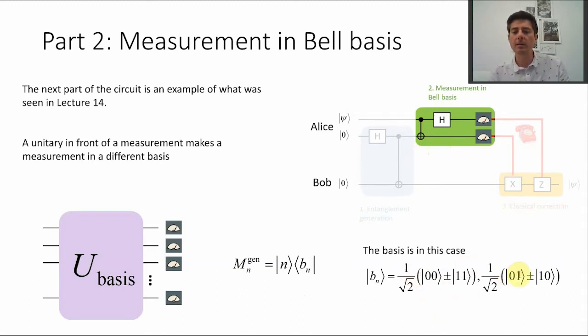So here are the 4 Bell states. There's 2 qubits, so there are 4 states in total, because 2 to the power of 2 is 4. And basically what this combination here does is to measure in the Bell basis.